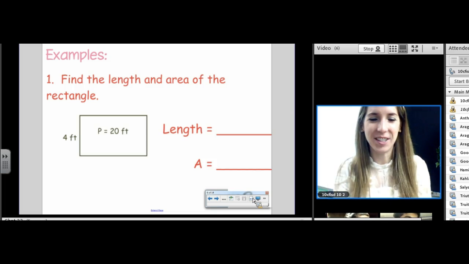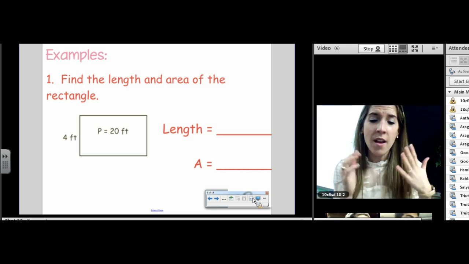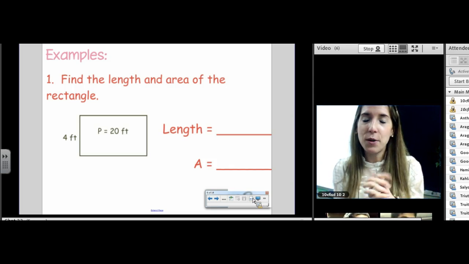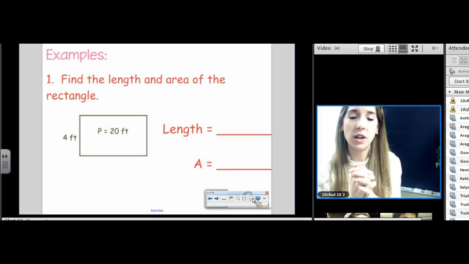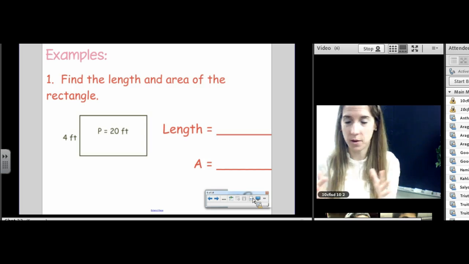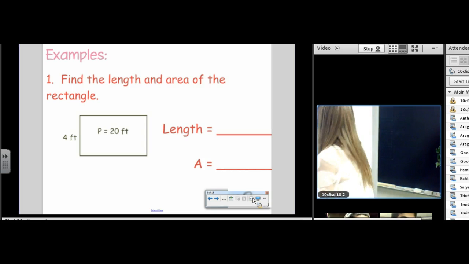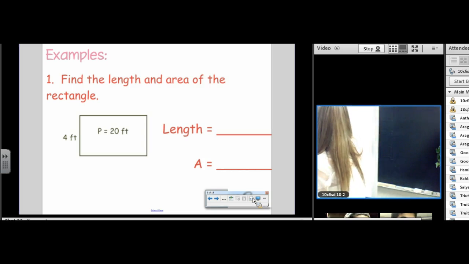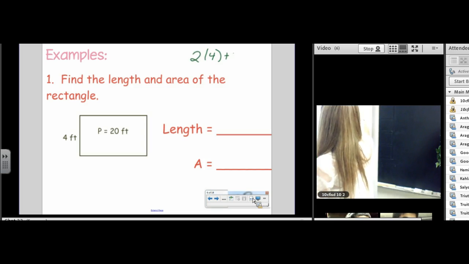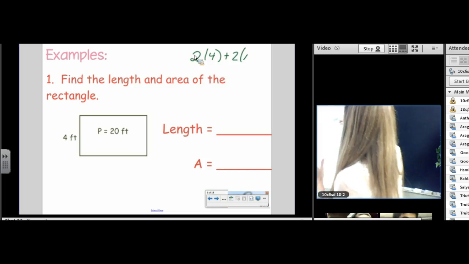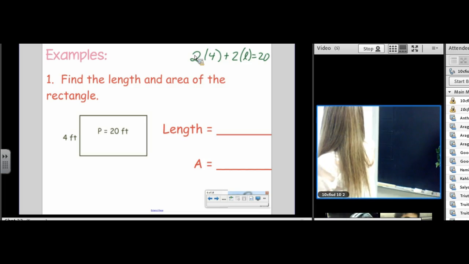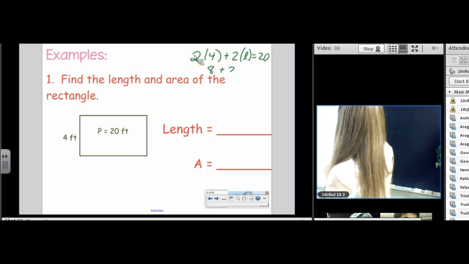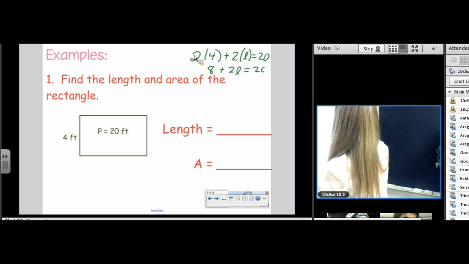Okay. So in this one, you have two choices. You could just work with a diagram, especially if you're a visual learner, or you could work with the formula, okay? So you could work with the formula, 2 times the width plus 2 times the length equals 20. And you could solve. 8 plus 2L equals 20. 2L equals 12. L equals 6.